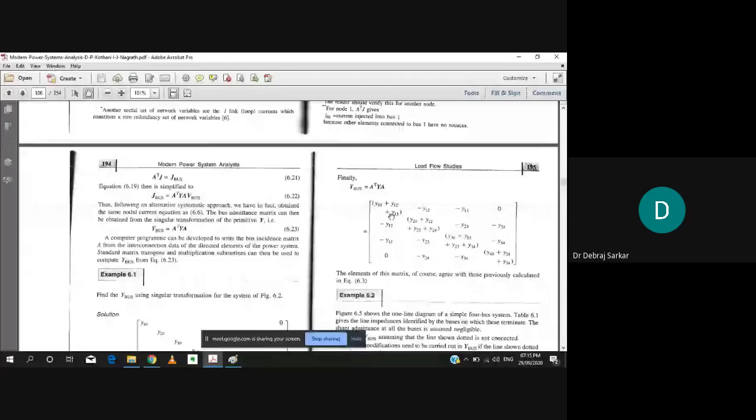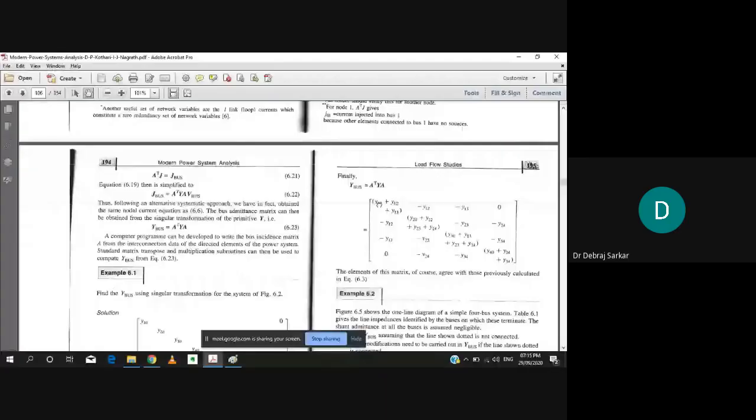Remember, it has four nodes. Just check. It has four nodes: 1, 2, 3, and 4. The Y bus is 4 cross 4. On the diagonal elements, the sum of all the admittance connected to that particular node. So this should be the sum of all the elements connected to node 1. This is the sum of the elements connected to node 2. This is the sum of the elements connected to node 3. This is the sum of the elements connected to node 4.